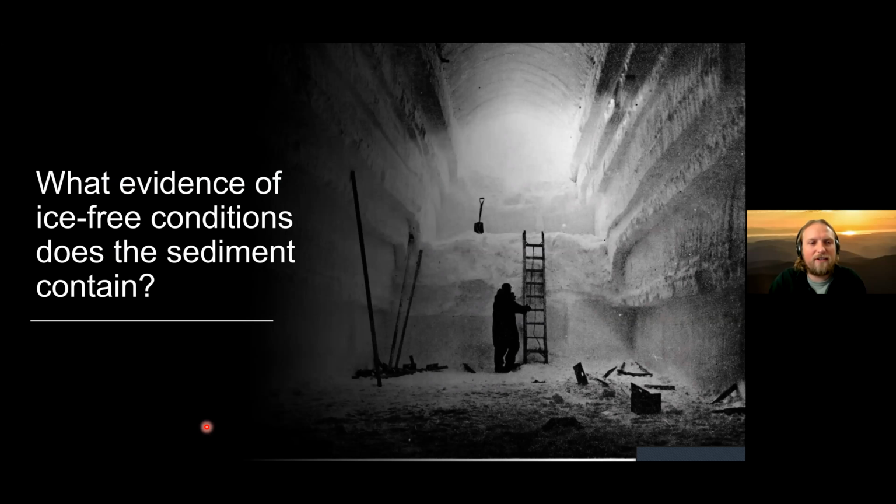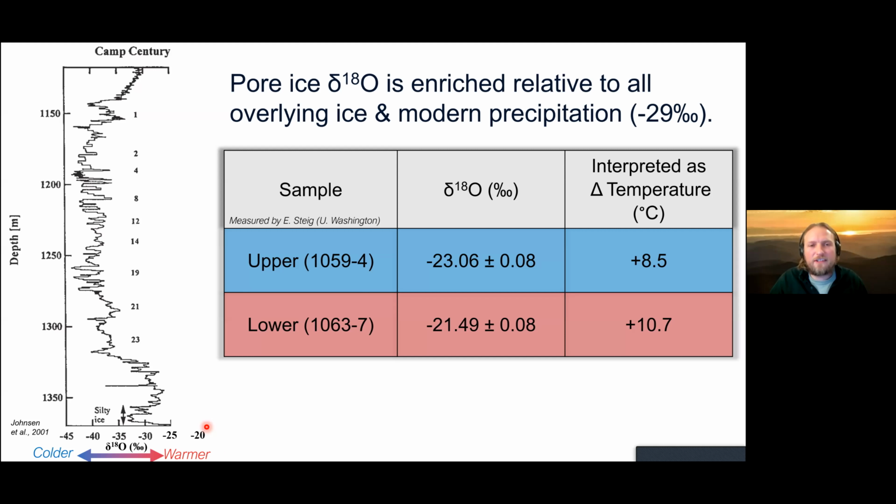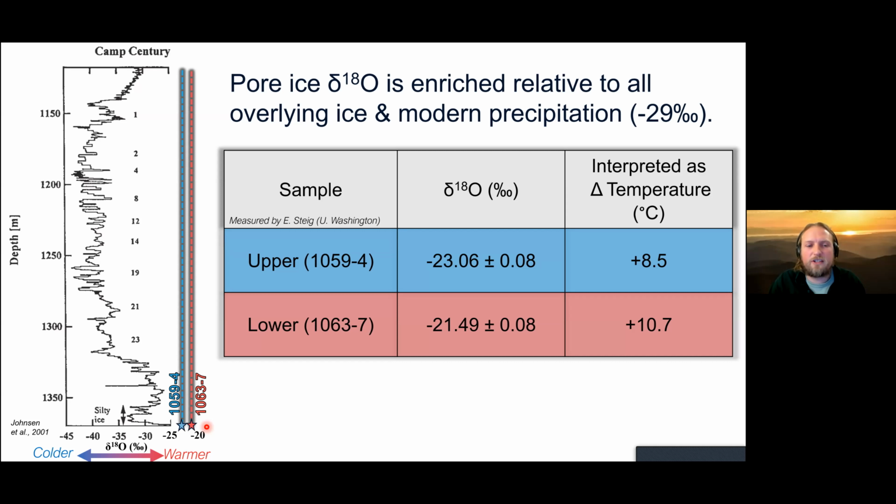So what evidence of ice-free conditions does this sediment contain? Our first line of evidence is that the pore ice water stable isotopes are enriched relative to all the overlying ice and modern precipitation at Camp Century. The δ18O of modern precipitation at Camp Century is -29 per mil, and the pore ice δ18O values from these two sediment samples are highly enriched. If you plot those values against the profile of all of the δ18O measurements from Camp Century, we see that they are highly enriched, far beyond anything that was measured previously.